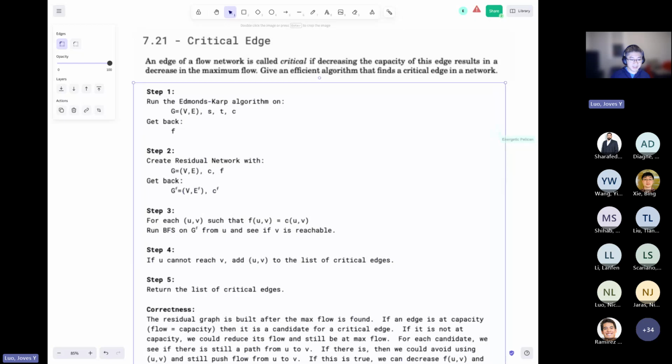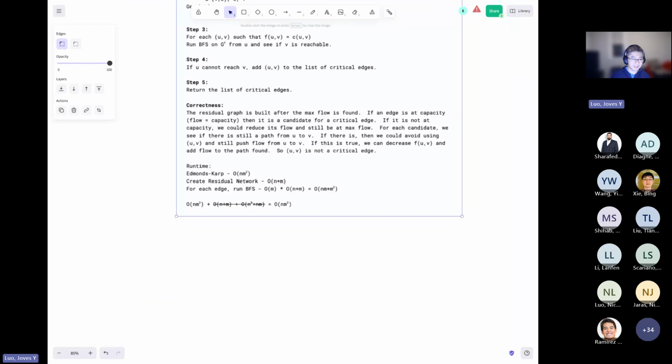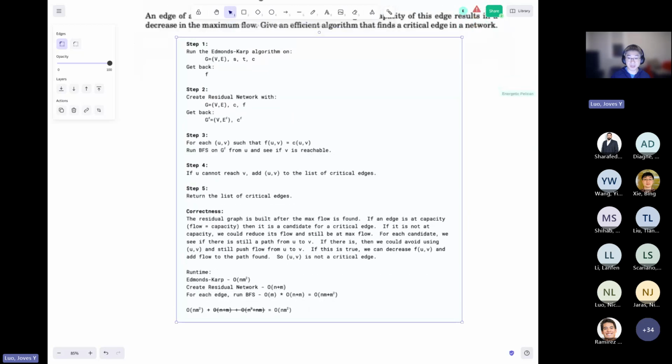It is going to feel like it's kind of brute force. And it kind of is, simply because Edmonds-Karp is such a slow algorithm, so we can get away with doing a lot as long as we're under the Edmonds-Karp runtime. So we're going to run Edmonds-Karp, get back our flow, and then build our residual network. Then for each edge that is saturated, so each edge such that the flow is equal to capacity, we're just going to run BFS on the residual graph from U to see if V is reachable.